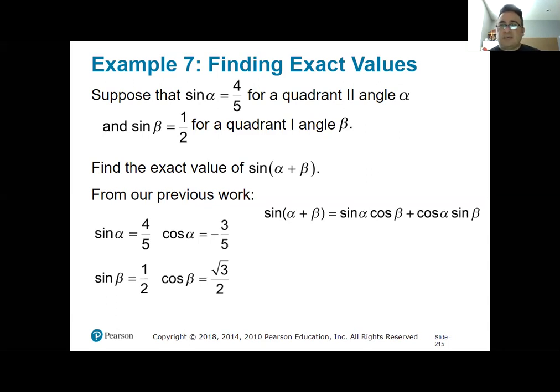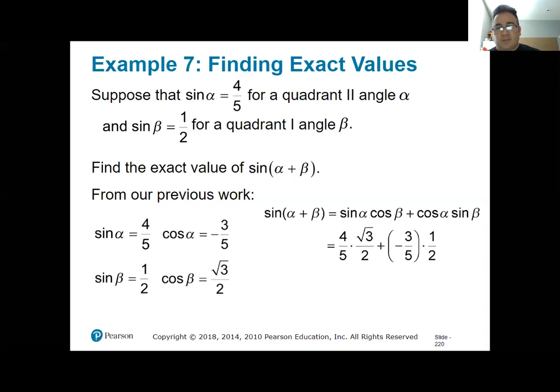And now I'm just substituting and multiplying, right? What is sine of alpha? 4/5. And cosine of beta? Radical 3/2. Very good. Cosine of alpha? -3/5. And sine of beta? 1/2.